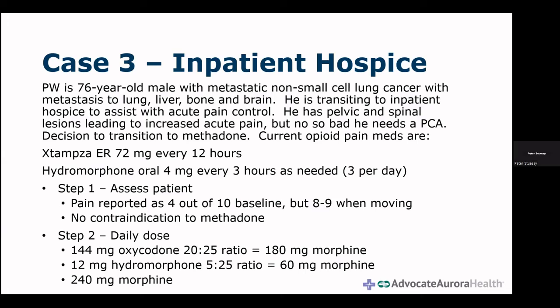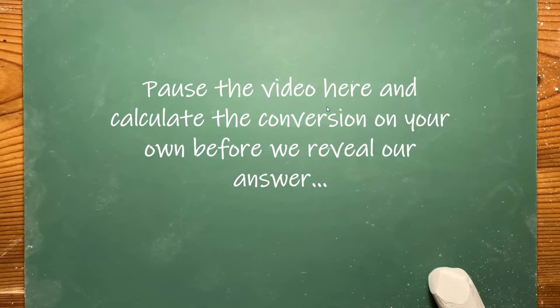But then the decision was to, instead of doing a basal, give a methadone. So current pain meds: Xtampza is an extended release oxycodone, so 75 every 12, and hydromorphone 4 every 3, with about 3 per day. Patient reports 4 out of 10 at baseline, but 8 to 9 when moving. So it's really movement and such that is causing a lot of issues. And there are no contraindications found to doing methadone. So we look at our daily dose, we get 180 and 60 for 240 of morphine.